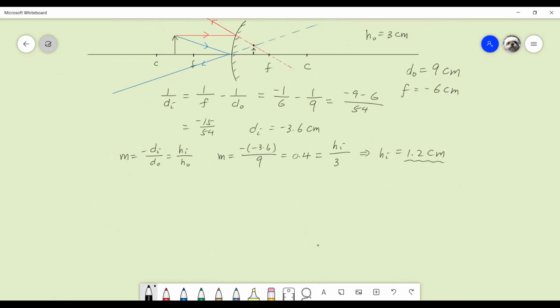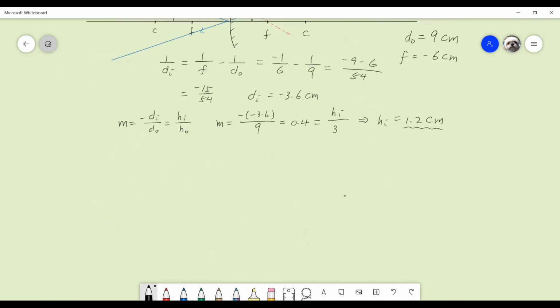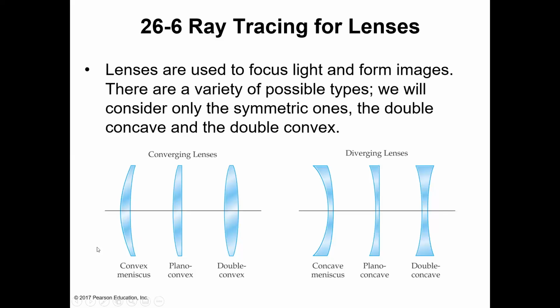Now, what I'm going to do, okay, let me see whether we have... Okay, I'm going to do the lens right now. Let me see. Okay, I'm going to pause it. Now, if you have a lens, it has 2 curvatures. For a lens like that, we call it a convex meniscus.